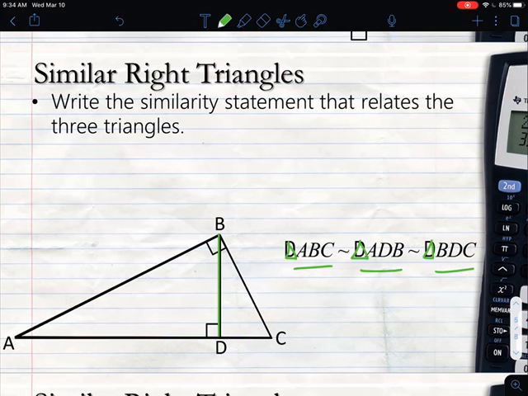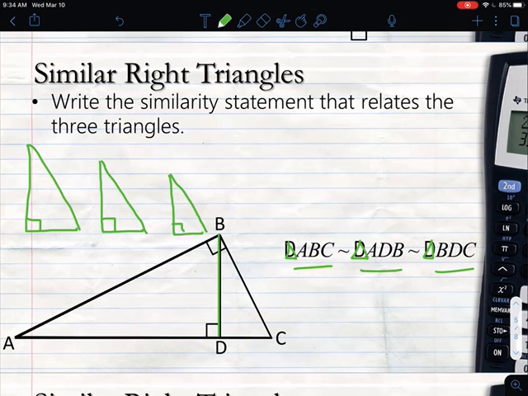To do this, some of you might be able to look at the picture and just pick out which parts go together. But for most of you, it's going to be a little bit more complicated. And so what we're going to do here is create three similar right triangles. Off to the side, I'm going to draw one right triangle that's big. I'm going to draw another right triangle that's medium sized. And then I'm going to draw a third right triangle that's smaller. So I've got a big, a medium, and a small.